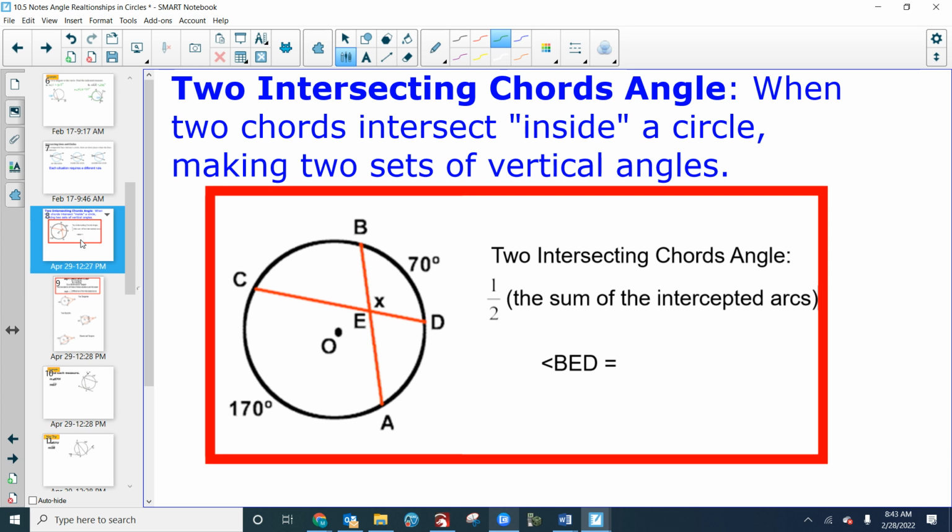All right, 2 intersecting chords, angle. So notice it is the vertex. That's the main thing you're looking for. It is the vertex of the angle. No, it's not at the center of the circle, but it is inside, right? That vertex is inside the circle.